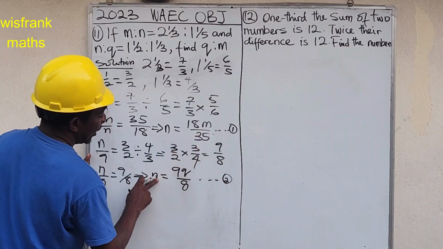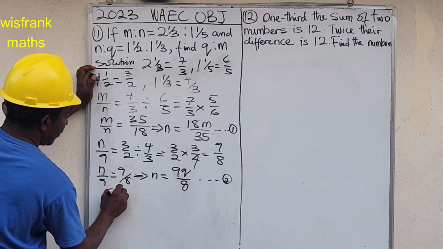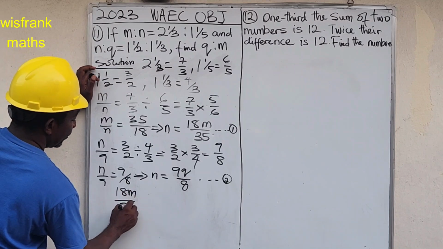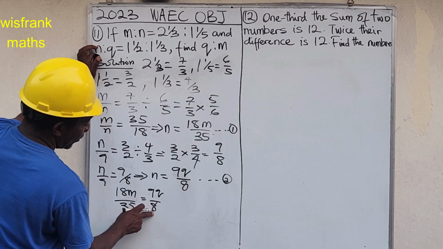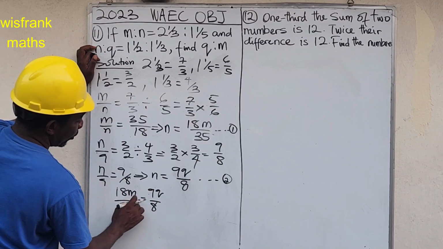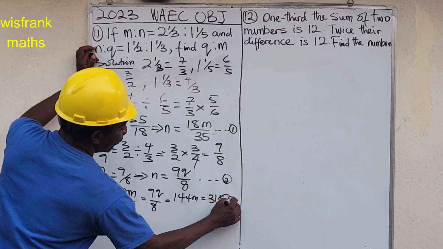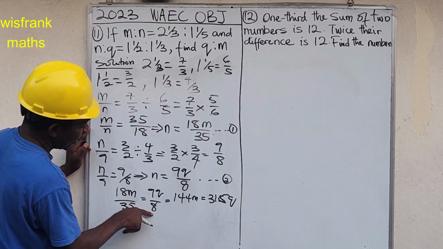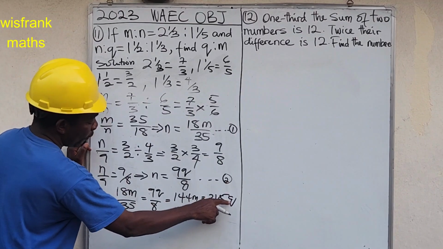n equals this and n equals this. Therefore, we equate equation 1 and equation 2. We have 18m/35 equals 9q/8. So now we have this. When we cross multiply, we are going to have 144m equals 315q. That means 18 times 8 gives us 144. Then 9 times 35 gives us 315q.